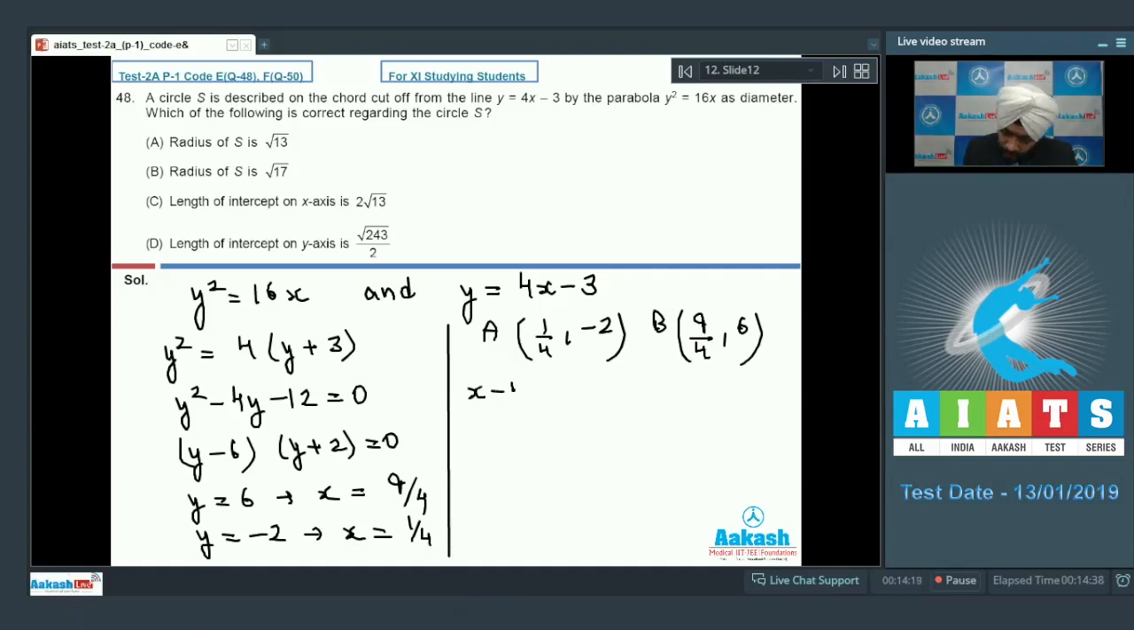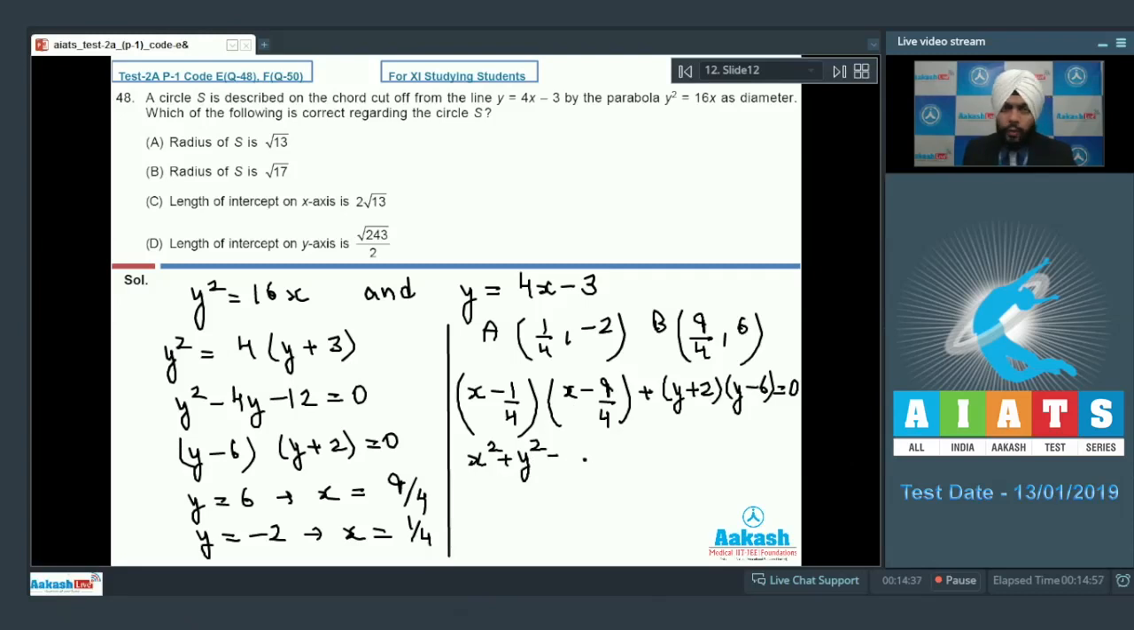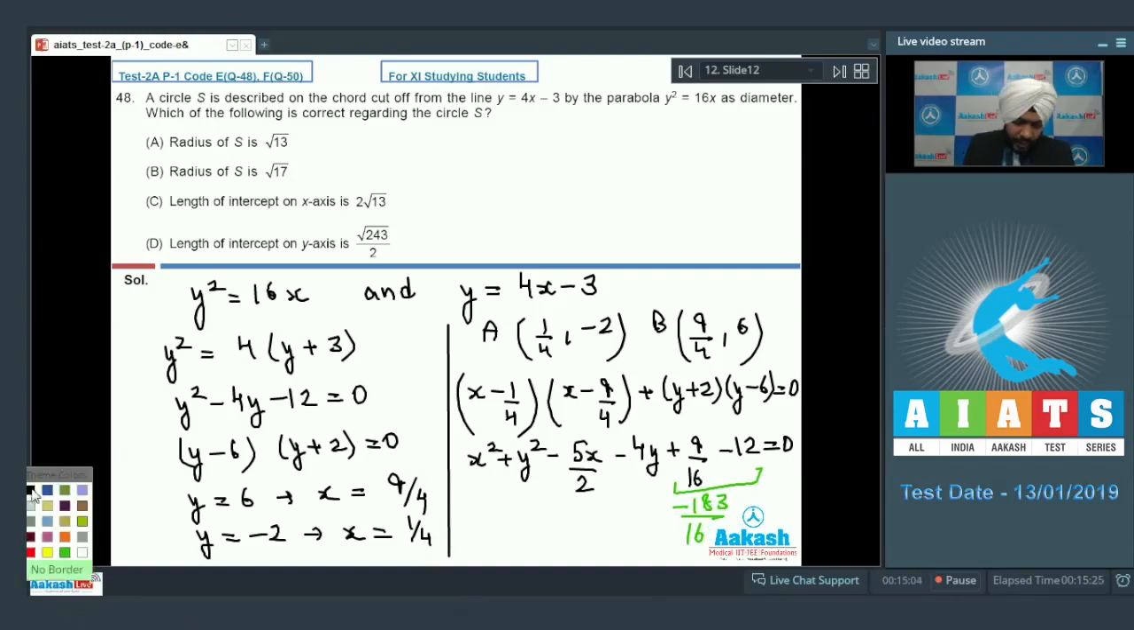So (x minus x1) into (x minus x2) plus (y minus y1) into (y minus y2). So (y plus 2) into (y minus 6) equals 0. This is the equation. So we have x square plus y square minus 10 by 4 x, that is 5x by 2, minus 4y plus 9 by 16 minus 12 equal to 0. So this value is minus 183 by 16. So you have the equation of circle.